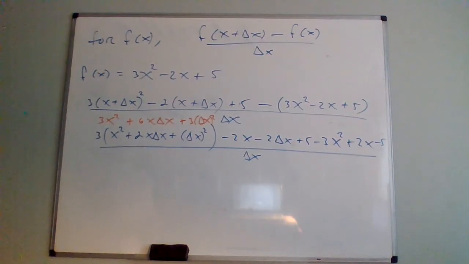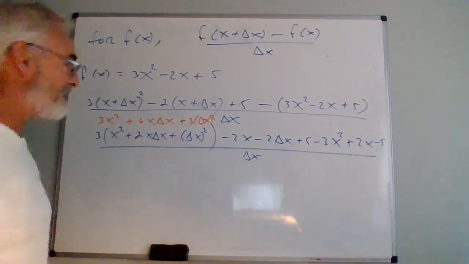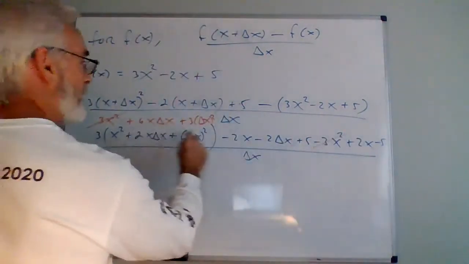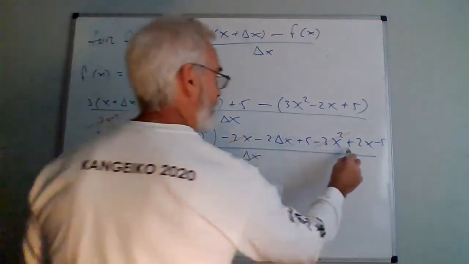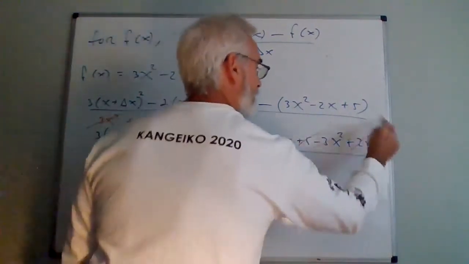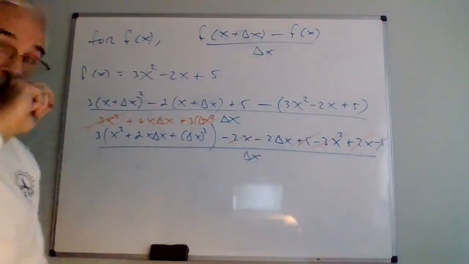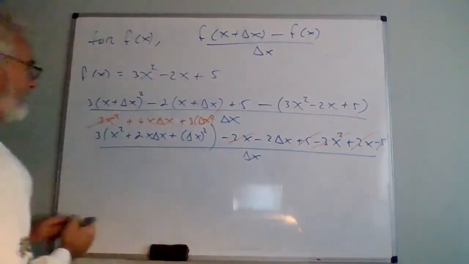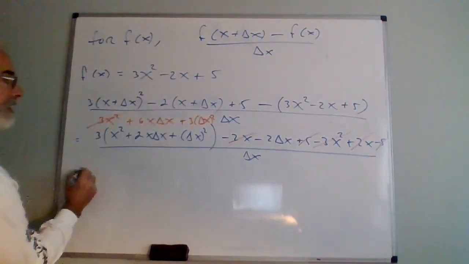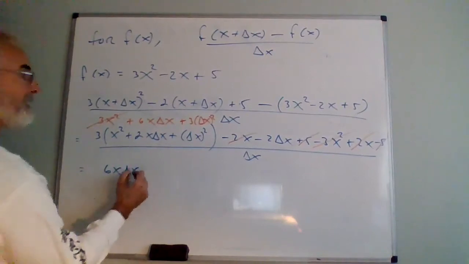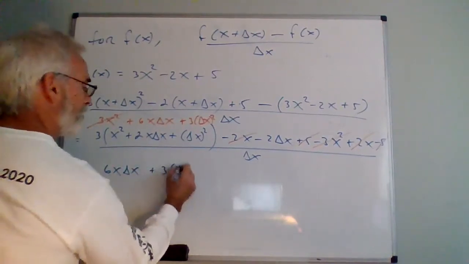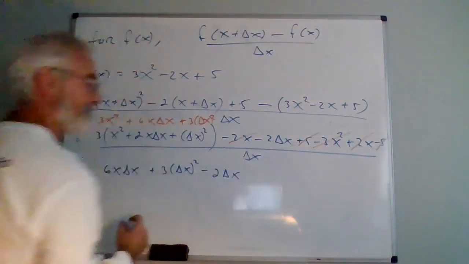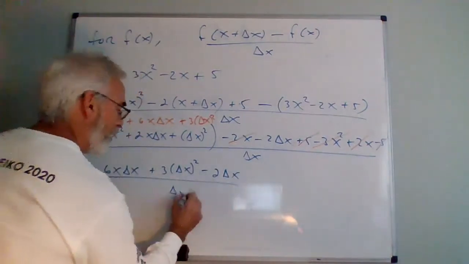In fact, if you notice, every single term that does not have a delta x in it canceled. My whole original function just canceled. Awesome. So now what does that leave us with? That leaves us with a numerator that looks like 6x delta x plus 3 times the square of delta x minus 2 times delta x. That's what we have on top, all over delta x.